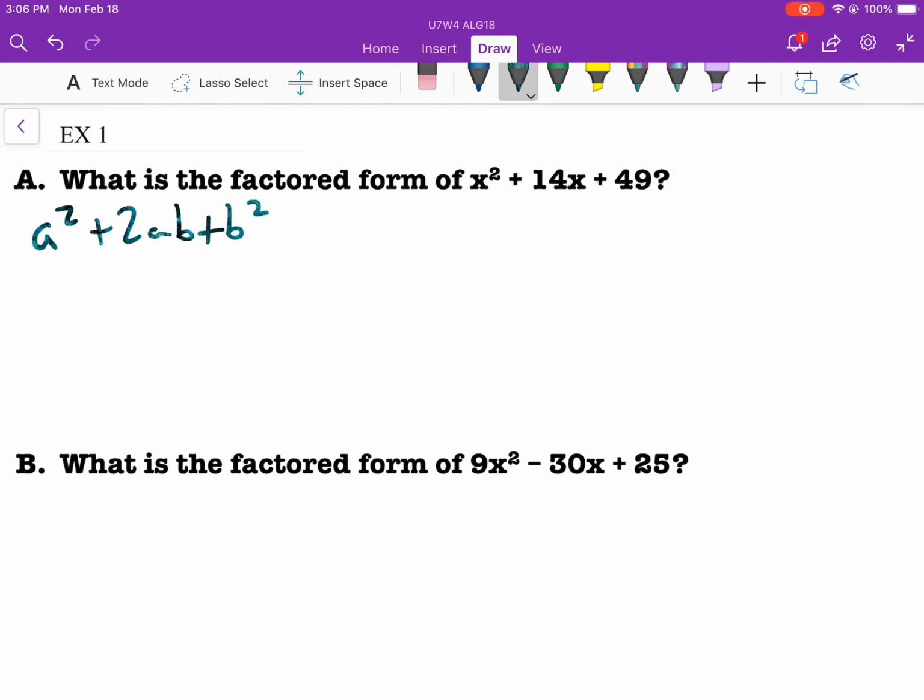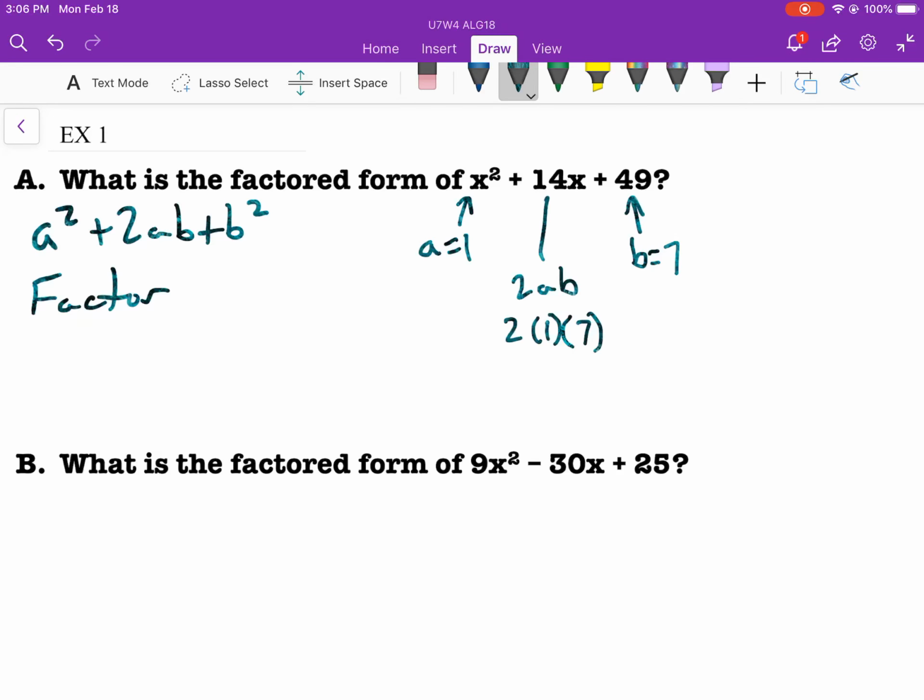Here's your example. So if you remember, we use this guy: a squared plus 2ab plus b squared. So now we're going to go the other way. We were expanding before, and now we're going to go backwards. We're going to factor this. To factor it, we have to recognize some things. What is the value of a? A is equal to 1. B is equal to 7, you take the square root of 49. Which means that this must be 2 times a times b. So 2 times 1 times 7 is 14.